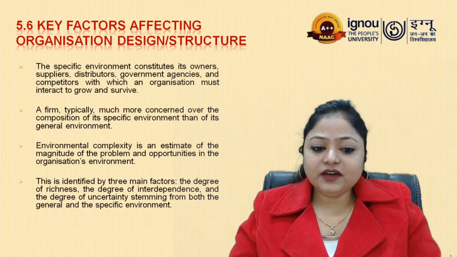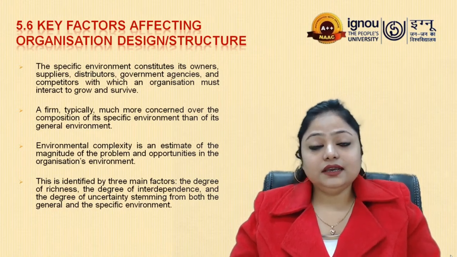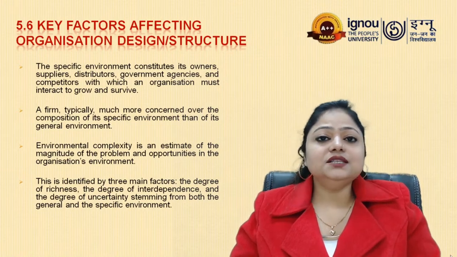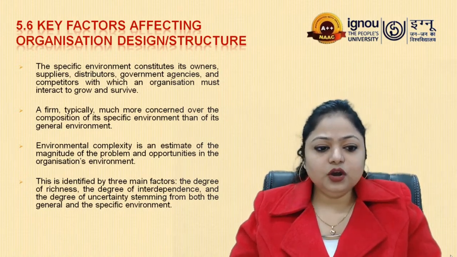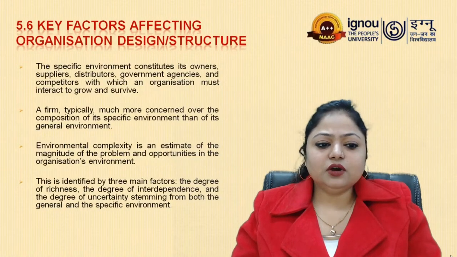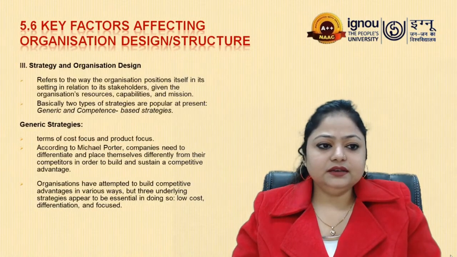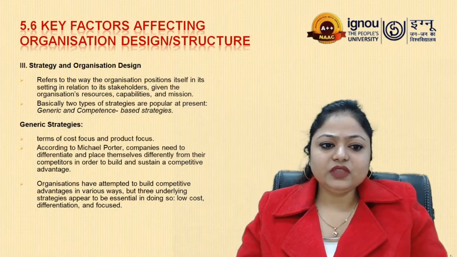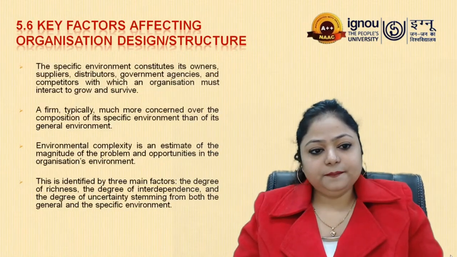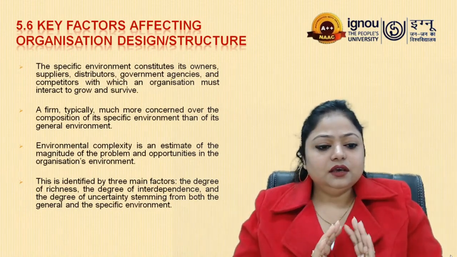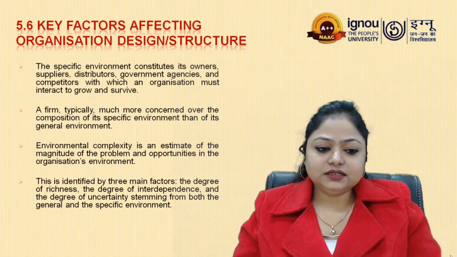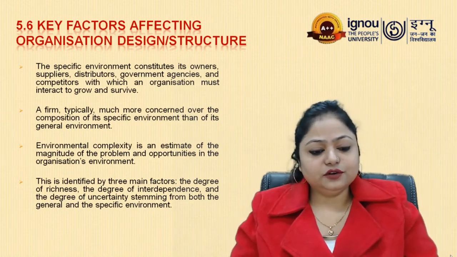So this is identified by three major factors: the degree of richness, the degree of interdependence, and the degree of uncertainty stemming from both the generic or the specific environmental factors. So, what are these? Richness of the environmental complexity denotes that the organizations have an abundant environment, and there is no scarcity or less scarcity when it comes to the availability of resources.